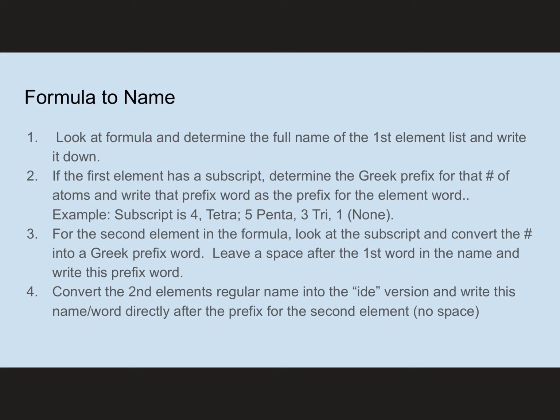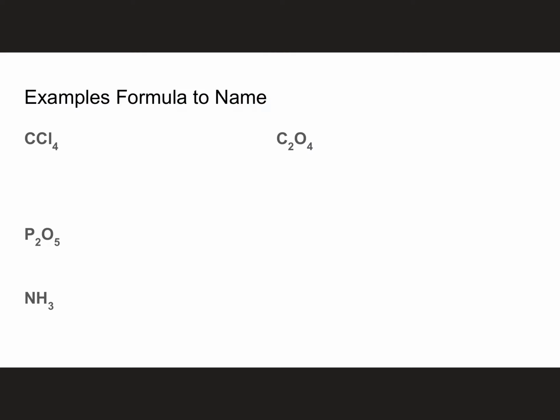For the second element, you're going to look at the subscript and convert it to a number in the Greek prefix. That's what you write down first. Then you're just going to translate the element name into the ide version and write that as the second part of the name. All right? Don't leave a space between the Greek prefix and the ide version of the second element. So let's try it on the next page.